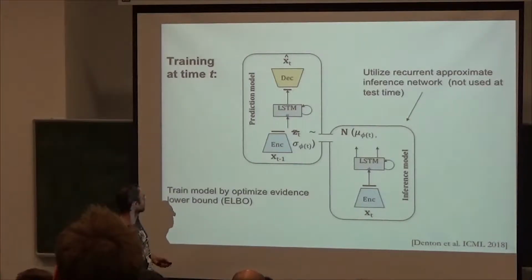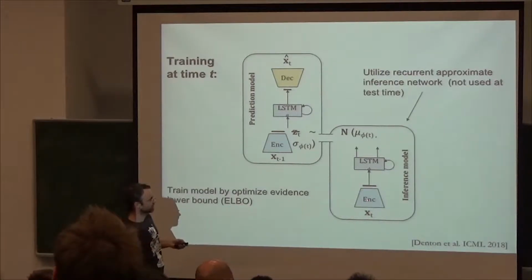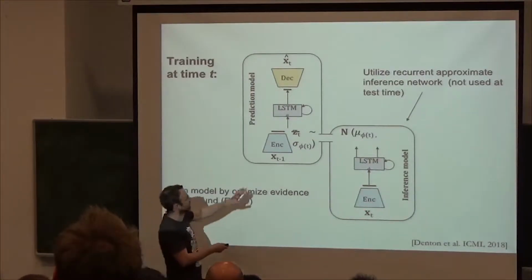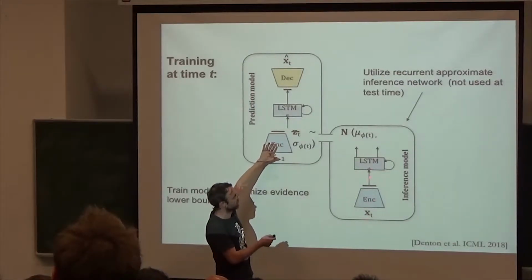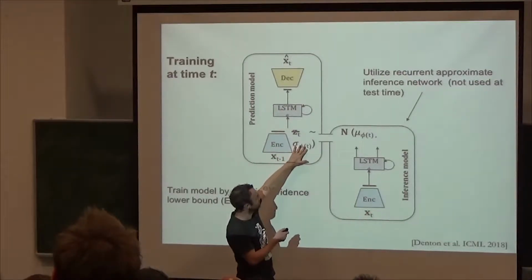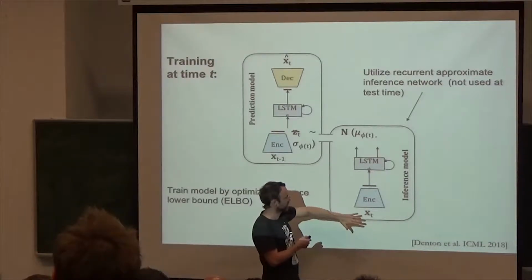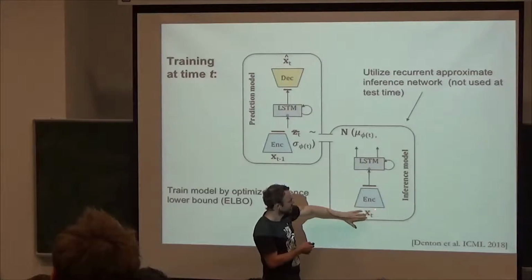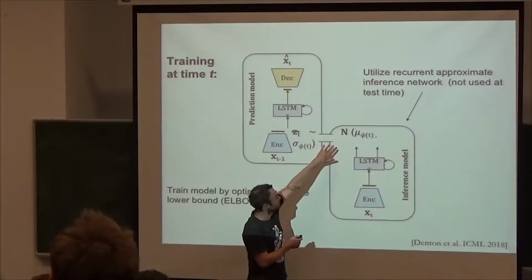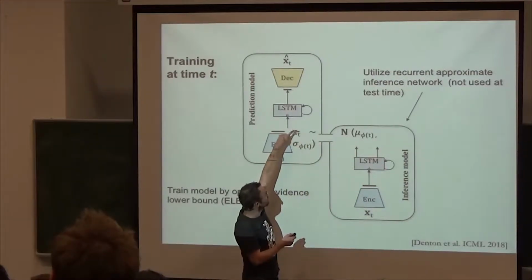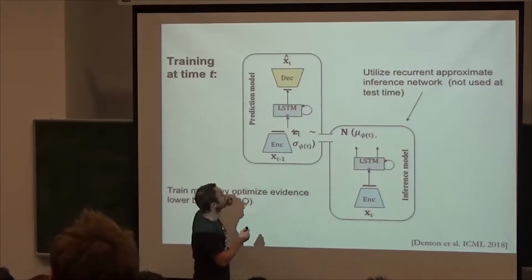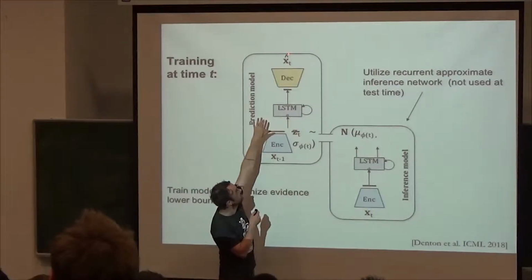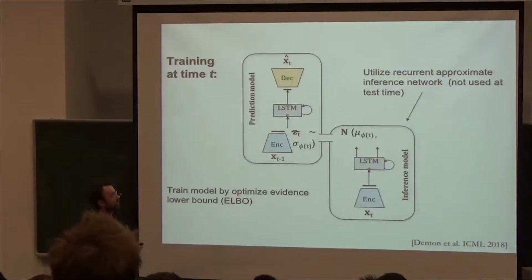Let me just skip through this. Basically, you can think of this as a variational autoencoder. If you forget this piece here for a second, this whole thing is a big variational autoencoder. So at training time, you present a true future frame, encode it to some distribution, and then draw a sample from it, just like you do in your variational autoencoder, and then you use that. This is then your decoder piece here, which decodes back to your pixel space.